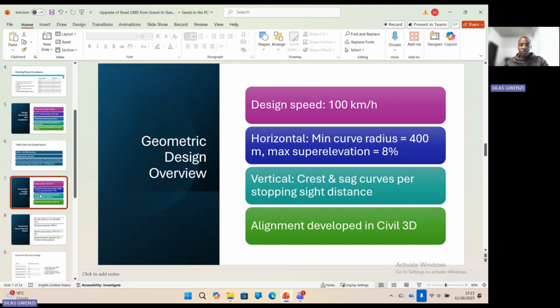The geometric design overview. The road is designed for a speed of 100 kilometers per hour, and horizontally the minimum curve radius is 400 meters, and the maximum superelevation is 8%. Vertically, crest and sag curves are designed to satisfy the stopping sight distance requirements, and the full alignment was developed in Autodesk Civil 3D, allowing us to model horizontal and vertical curves, cross-sections, and pavement templates efficiently.